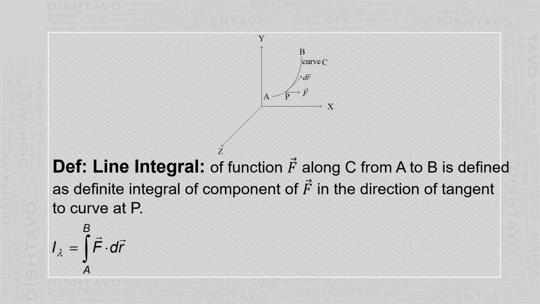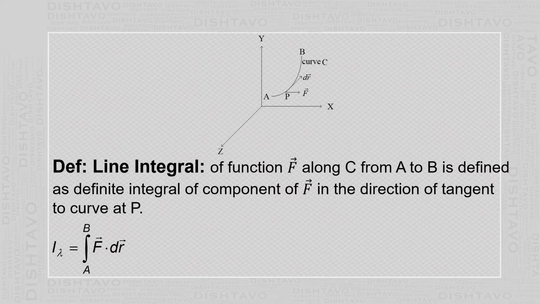There are three types of integral. First one is line integral, where integration is done with respect to length, that is, distance. Second type of integral is a surface integral, where integration is done with respect to the surface area. Third type of integral is volume integral, where integration is done with respect to the volume. Now let us first define line integral.